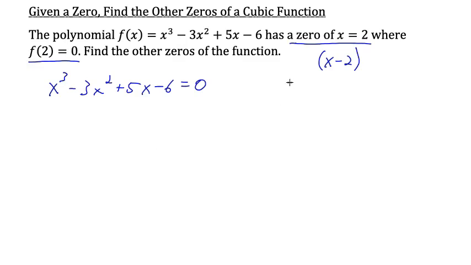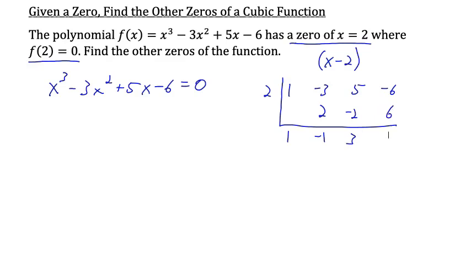Let's go ahead and use synthetic division to divide this polynomial by x minus 2. I'm going to list out the coefficients of this polynomial first, so that we understand there's a 1 in front of that x cubed. The zero is 2, so that goes out here. I bring down 1, and then I multiply. 1 times 2 is 2. And I add. And I multiply. Negative 1 times 2. And I add. And I multiply. 3 times 2 is 6. And we get a remainder of 0.